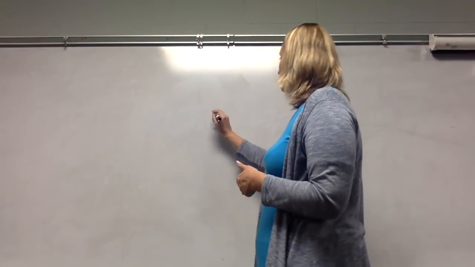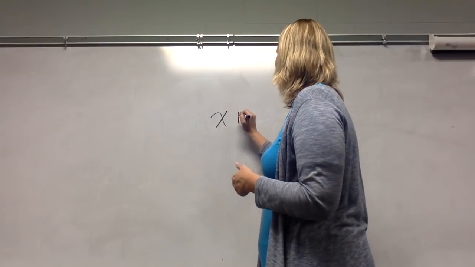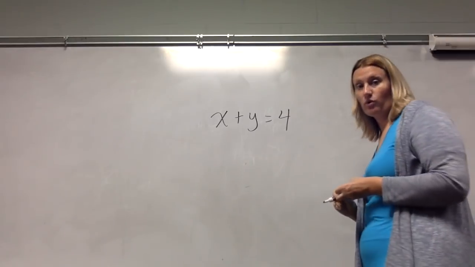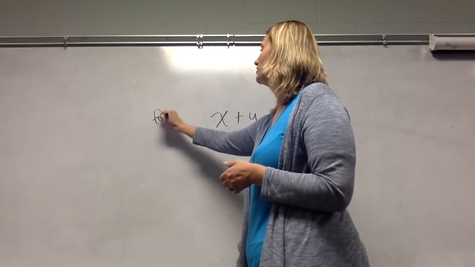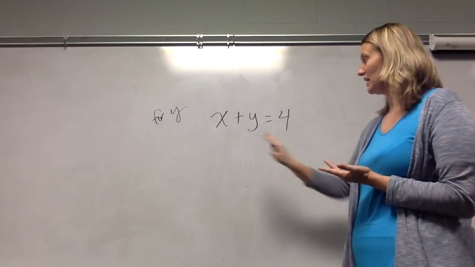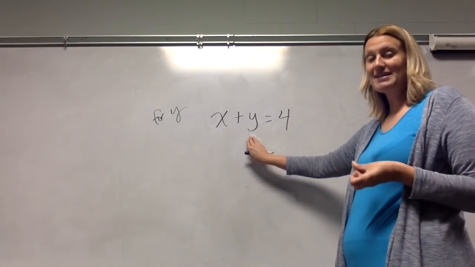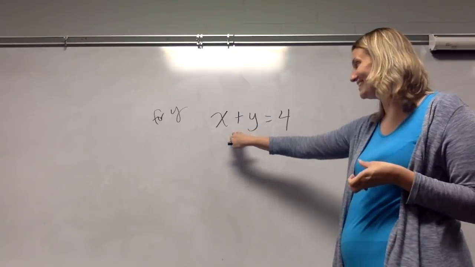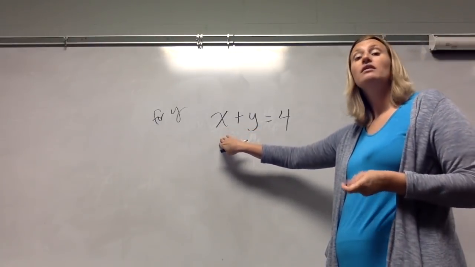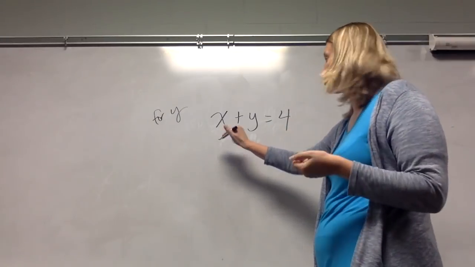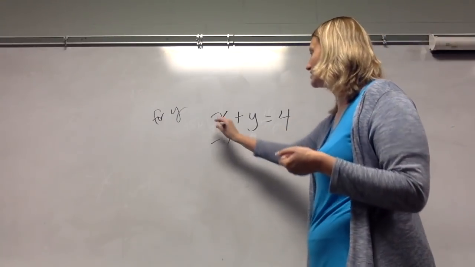Another one that you may see. X plus y equals 4. We are going to solve for y. What that means, we have to isolate y and get it by itself. Right now, what is over here with y is the addition of x. So I need to use the inverse operation of addition, which is subtraction. So I will subtract x.